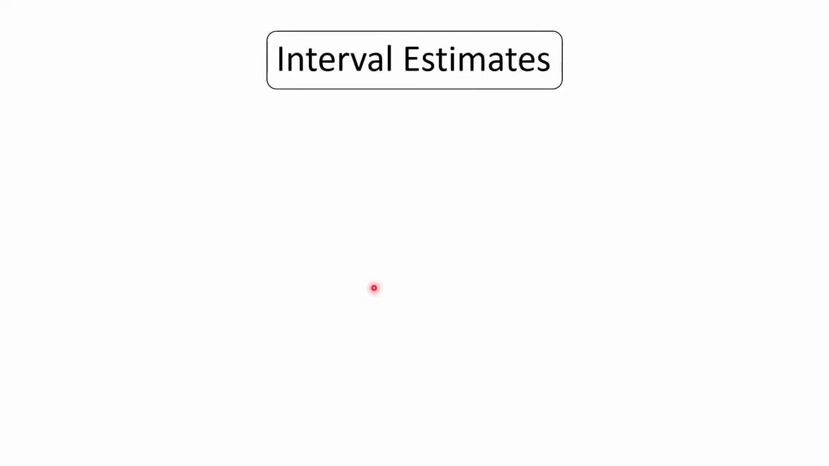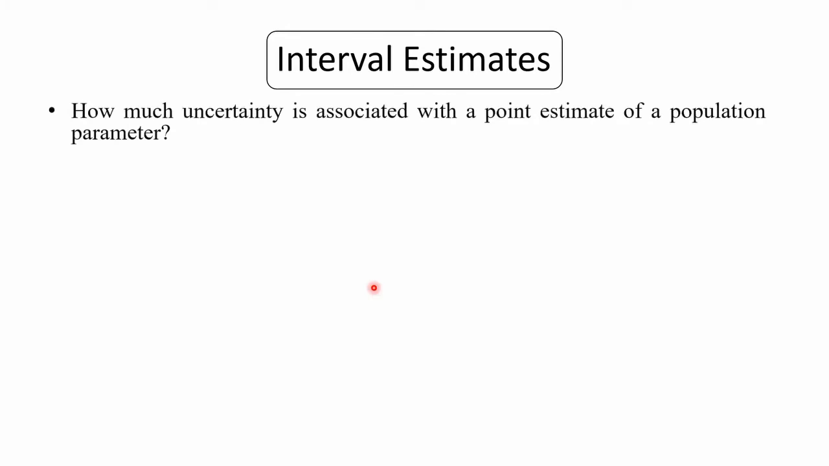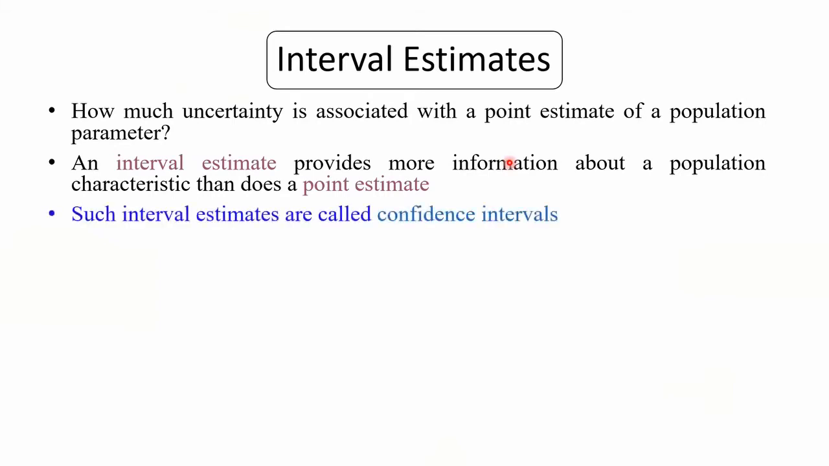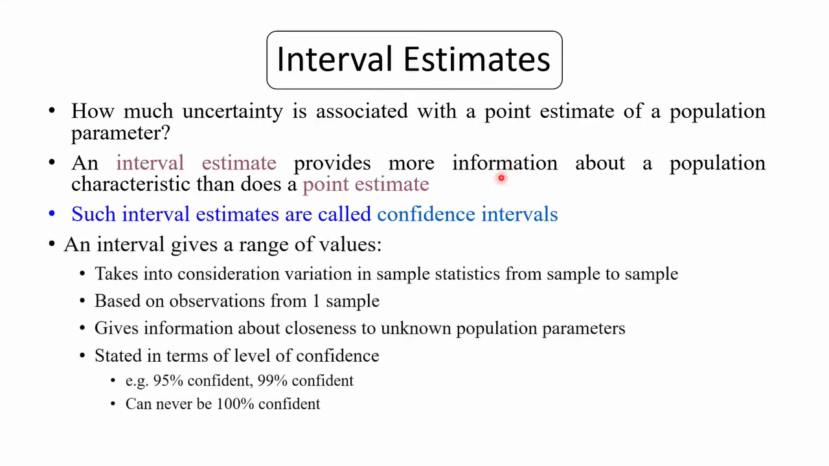Now from here onward, we'll be talking about interval estimates. Now there is a lot of uncertainty with regards to point estimates for population parameters. Now an interval estimate provides more information about this particular population characteristic. So such interval estimates, we call them confidence intervals. So these intervals give a range of values, and the important fact here is these are all in terms of levels of confidence. That is important.